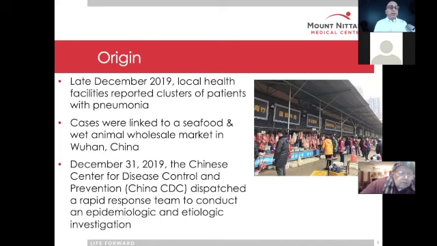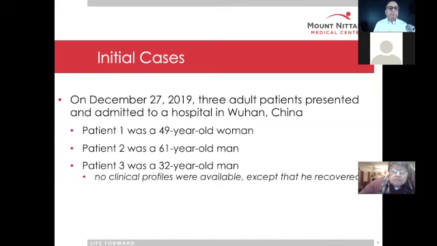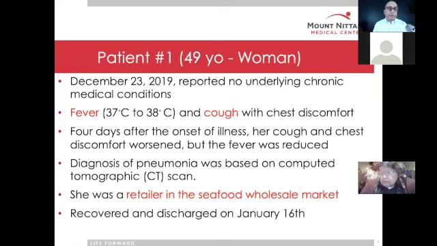Then on December 31st, fairly quickly, and there are a lot of lessons to be learned here, the Chinese CDC dispatched a rapid response team to conduct an epidemiologic investigation. And here were the initial 3 cases. Each one of these has some learning for us. Patient 1 was a 49-year-old woman. Patient 2 was a 61-year-old man. And patient 3 was a 32-year-old man, from which more details are unavailable.